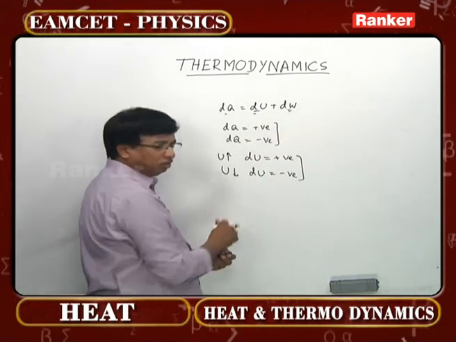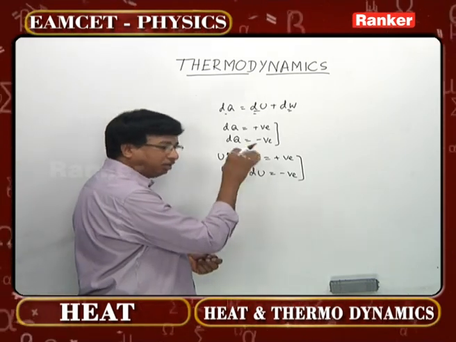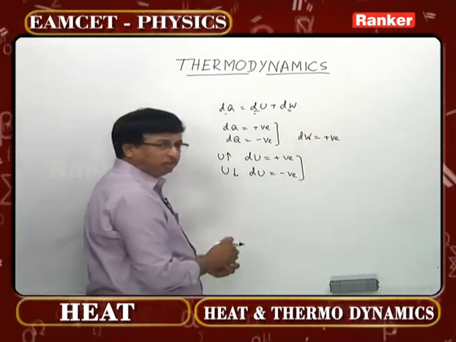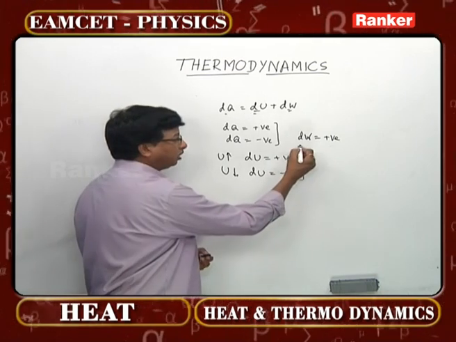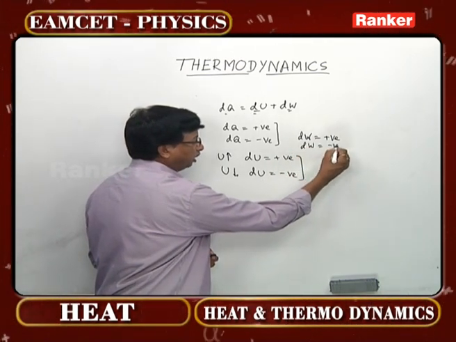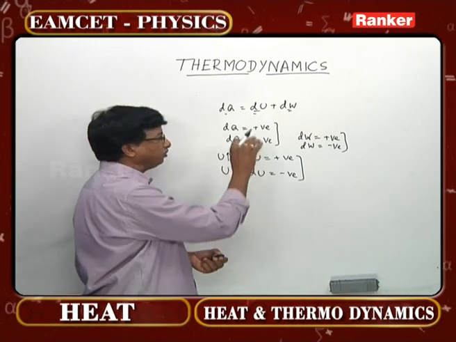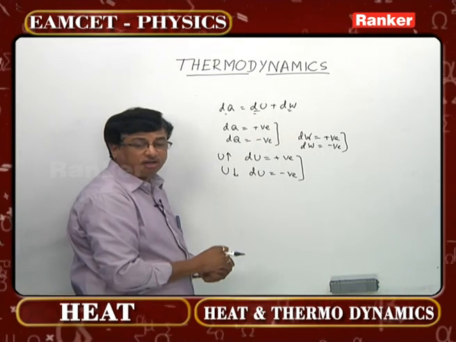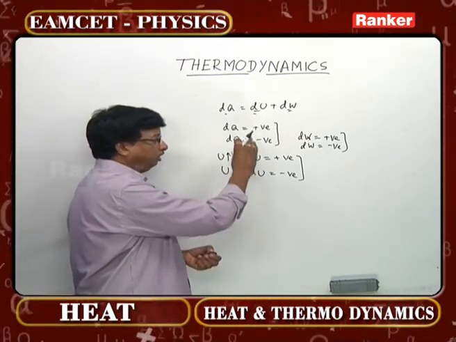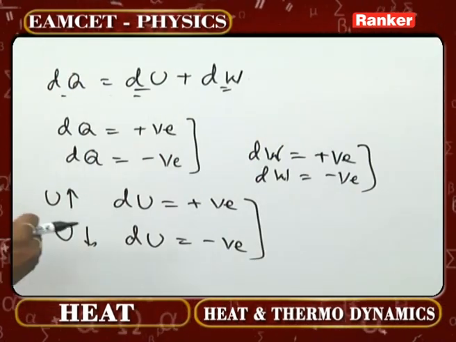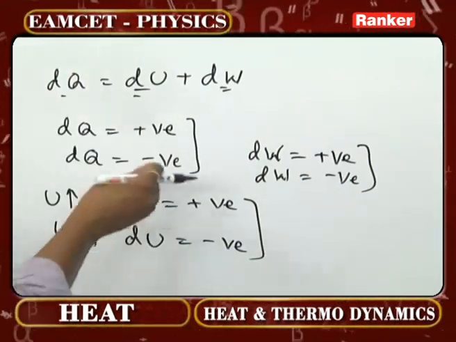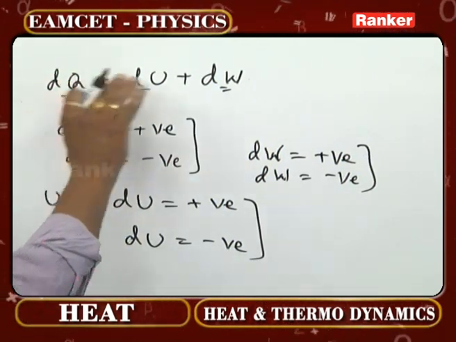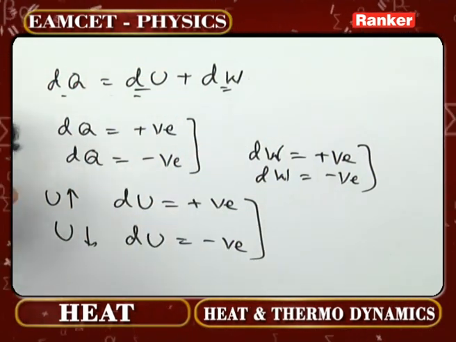Coming to the work done part, when work is done by the system, then we write dW as positive work. When work is done on the system, then we take dW with a negative sign. This is the convention of work done. One should remember, these sign conventions will change the entire answer. If the sign convention varies, you will automatically get a different answer. So one should remember these three points as the required convention.